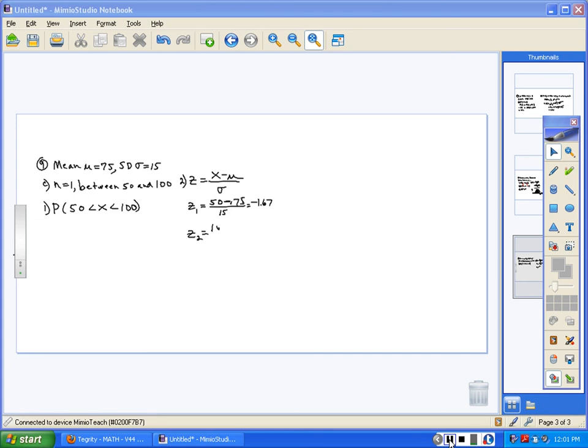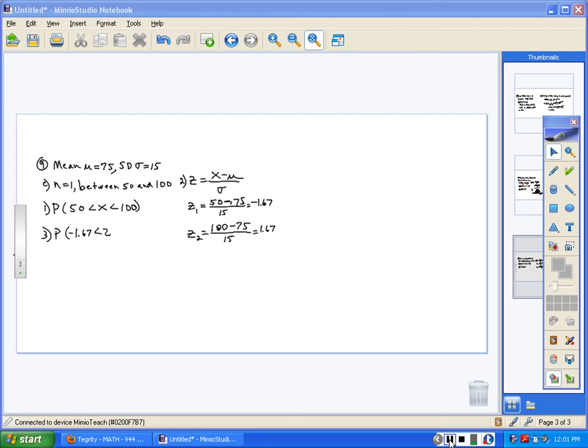It's 50 minus 75. Okay, now that makes more sense. So it's 100 minus 75, and that's all divided by 15. And that one turns out to be a positive 1.67. Okay, so we're going to come back over here and rewrite the question. But 50 is replaced by negative 1.67.